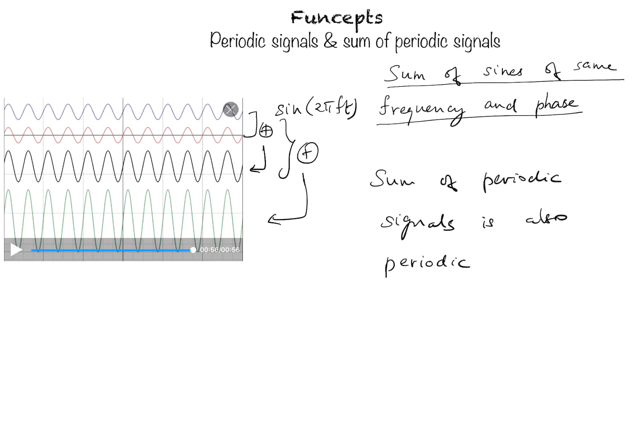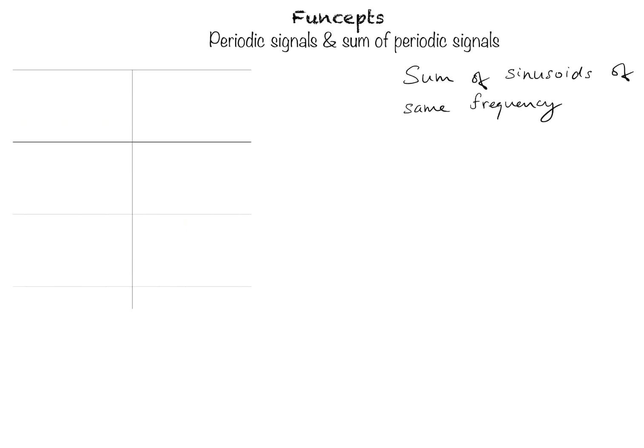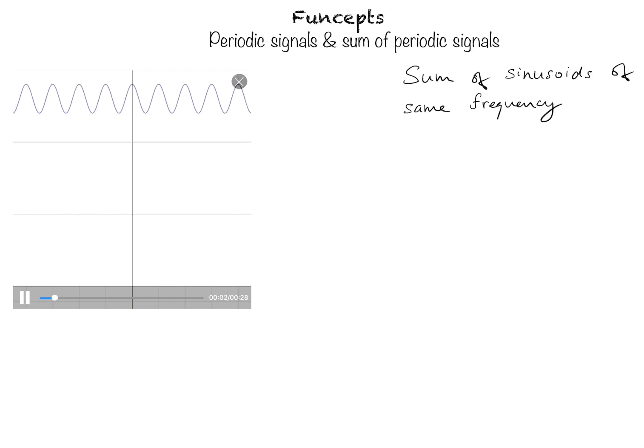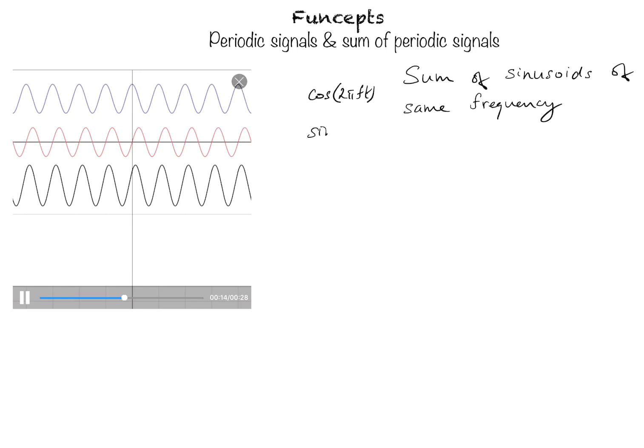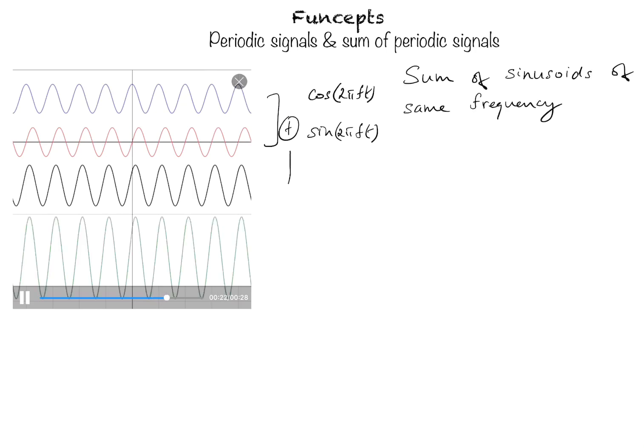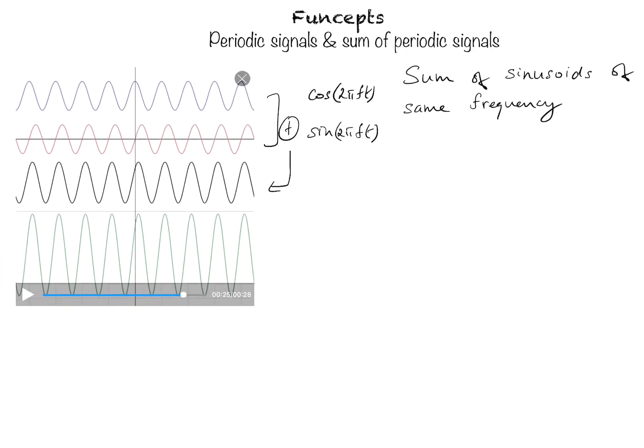Okay, now let's take this a bit further, where we can have a combination of sine and cosine waveforms together. So when you have a sine wave and a cosine wave added together, the first one here is a cosine waveform, you can call this cosine 2 pi ft, and this is a sine waveform of the same frequency, so that's sine 2 pi ft. And when we add these two together, we get a different waveform. But now if you observe this third waveform, let me pause this for a moment.